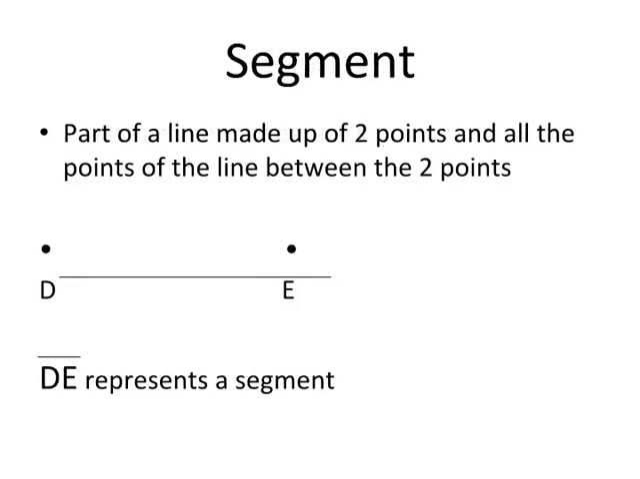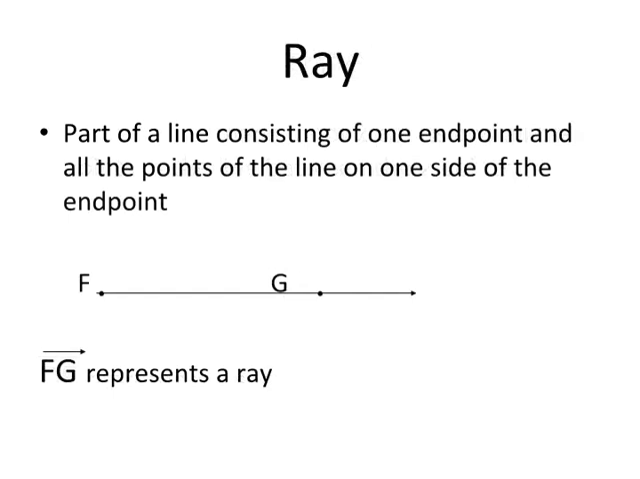Segment. Part of a line made up of 2 points and all the points of the line between the 2 points. DE represents a segment. Ray. Part of a line consisting of one endpoint and all the points of the line on one side of the endpoint. Line FG represents a ray.